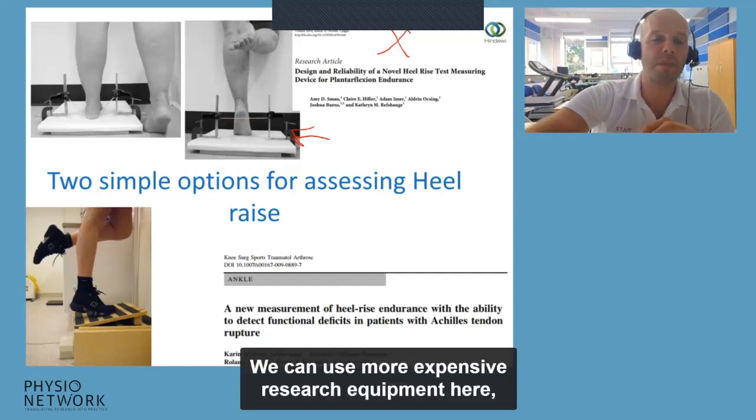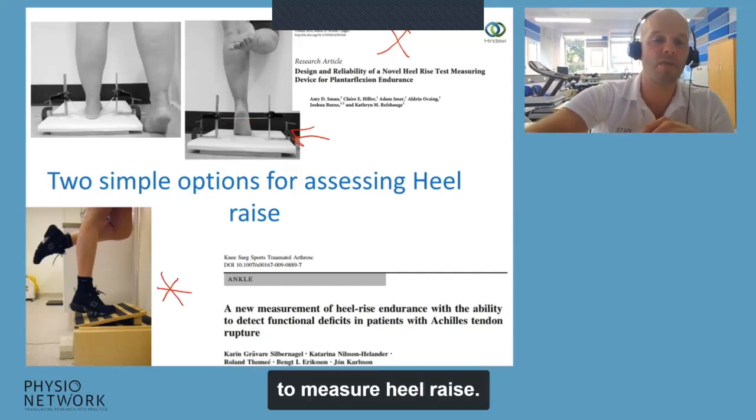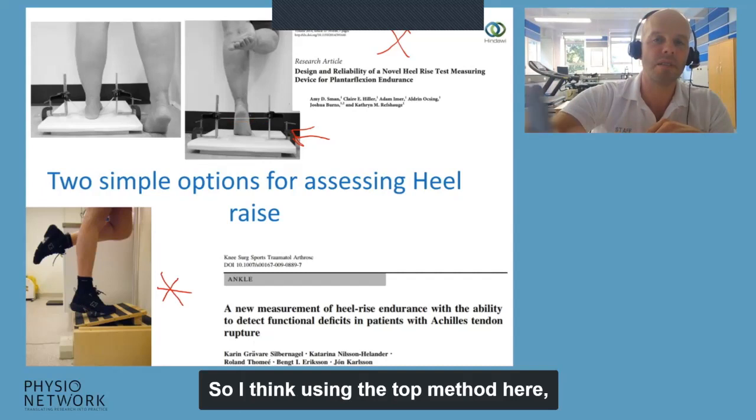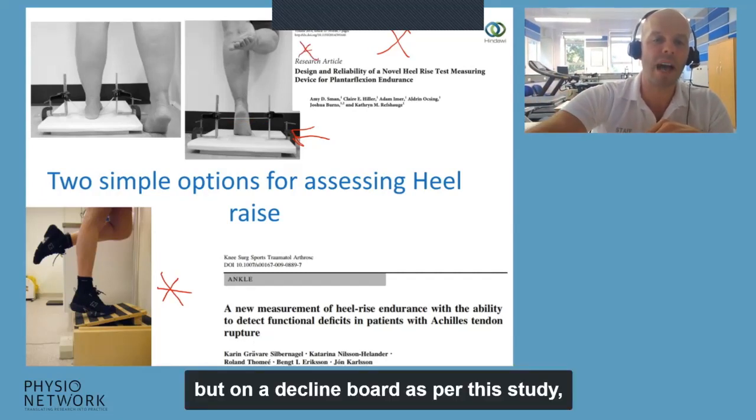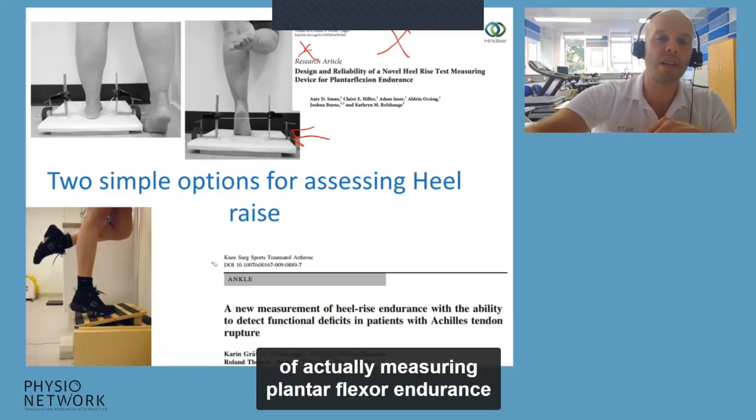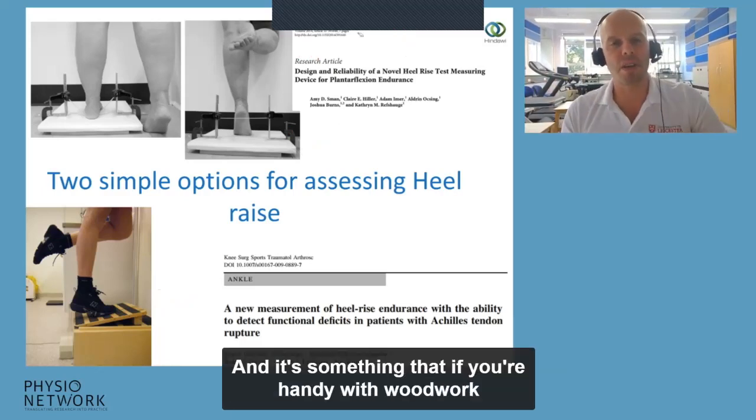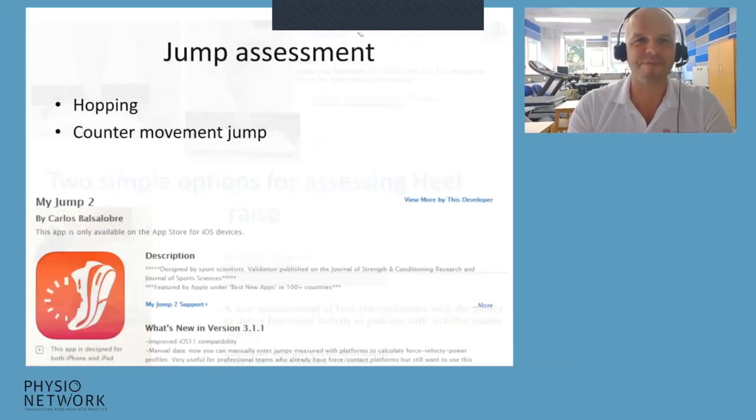We can use more expensive research equipment here, as Karen Silbernagel's done, using this particular tool to measure heel rise. But it has quite an expense to purchasing one. So I think using the top method here, but on a decline board, as per this study, would give you the best way of actually measuring plantar flexor endurance within a clinical environment. And it's something that, if you're handy with woodwork, you can make yourself, a la Blue Peter.